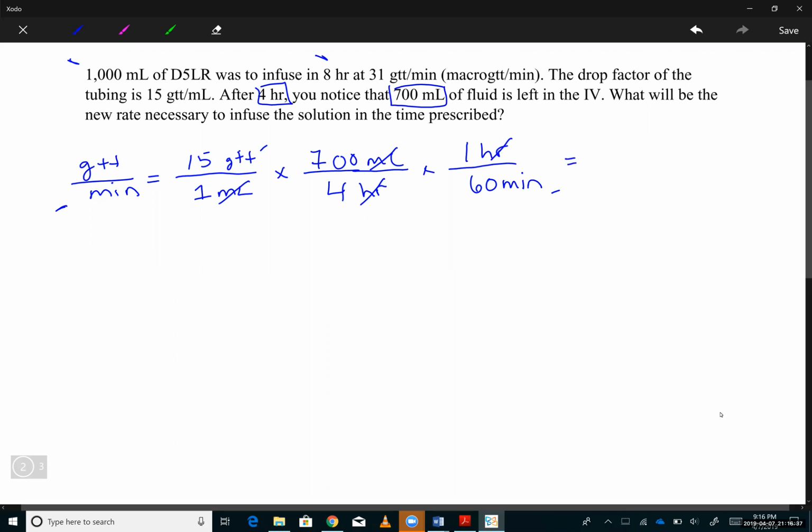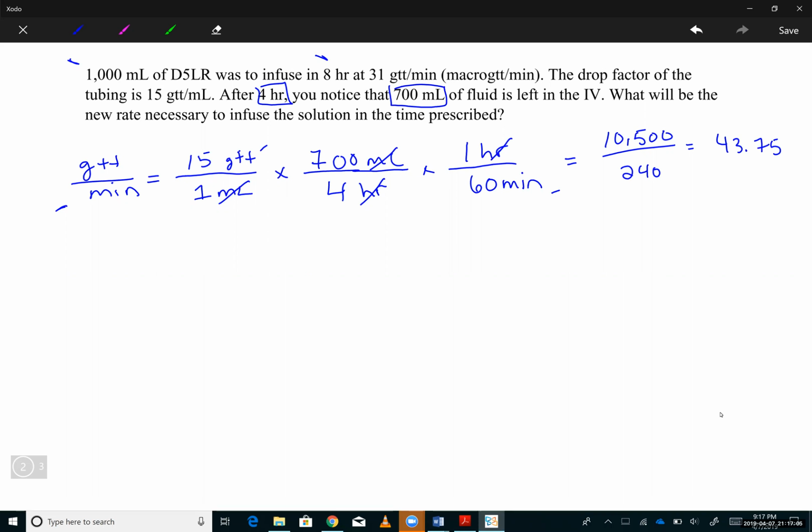We have 15 times 700 is equal to 10,500. We have 4 times 60, well, really 1 times 4 times 60, and that is equal to 240. When you divide 10,500 by 240, your answer is 43.75. However, we need to answer this problem as if we were not giving this fluid via a pump.